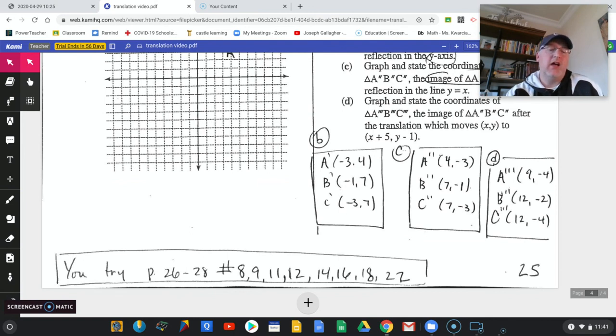And then I want you to try page 26 to 28. Don't do all of them unless you want to. Just try 8, 9, 11, 12, 14, 16, 18, and 22. And then definitely make sure you let me know if you have any problems.